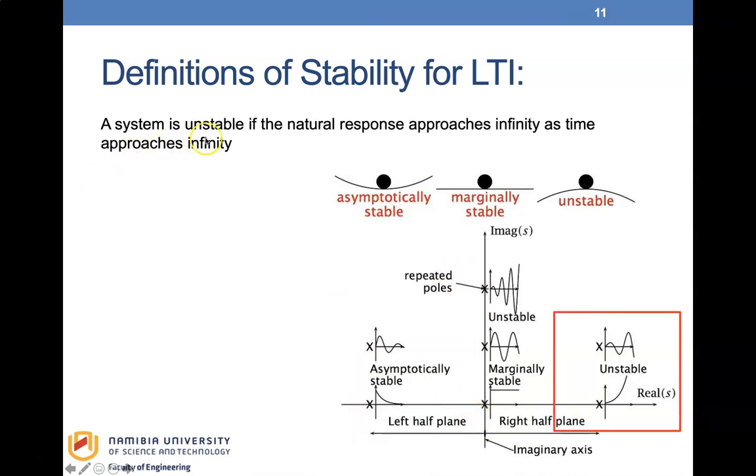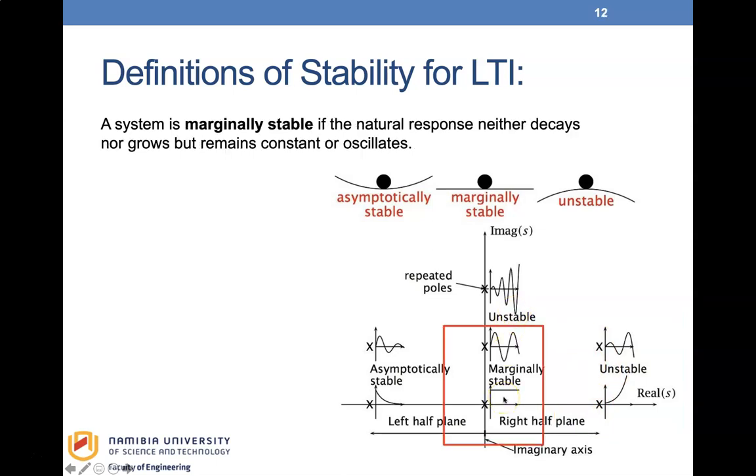Then a system is unstable if the natural response approaches infinity as time approaches infinity. In this case, you can see as time approaches infinity, the response seems to be increasing. Same thing here, the response seems to be increasing. So this is an unstable system. It will not converge to its operating point. And you can see that the poles of an unstable system are located on the right side of your imaginary axis. Then we have the marginally stable system.